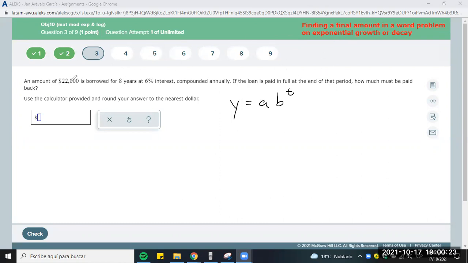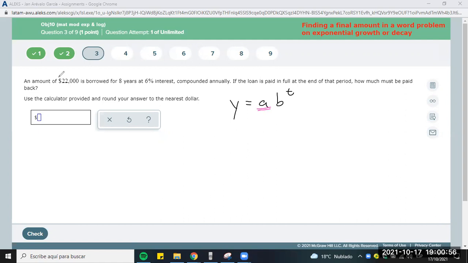In this case, we have an amount of $22,000 borrowed for 8 years at 6% interest compounded annually. And it says that if the loan is paid in full at the end of that period, how much must be paid back? So what you have to do is read and understand the problem. So remember the meaning of the variables we have in here.